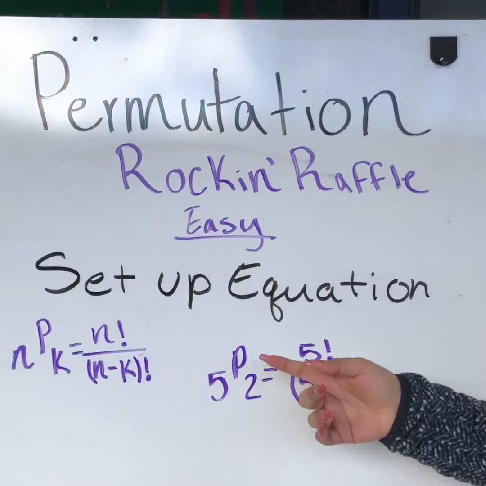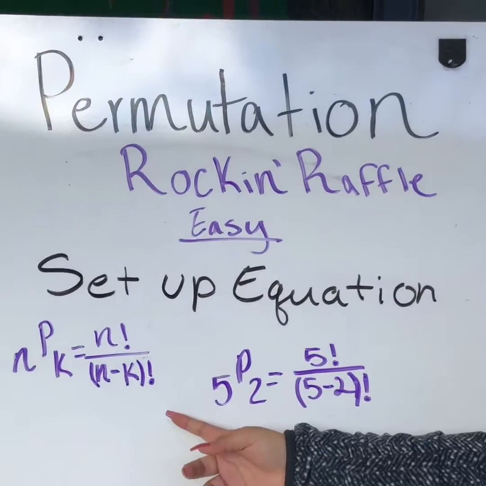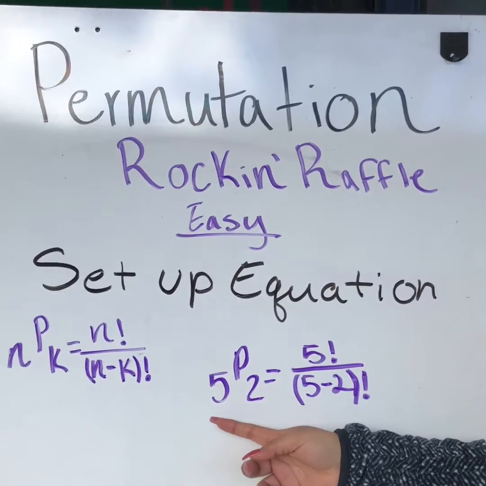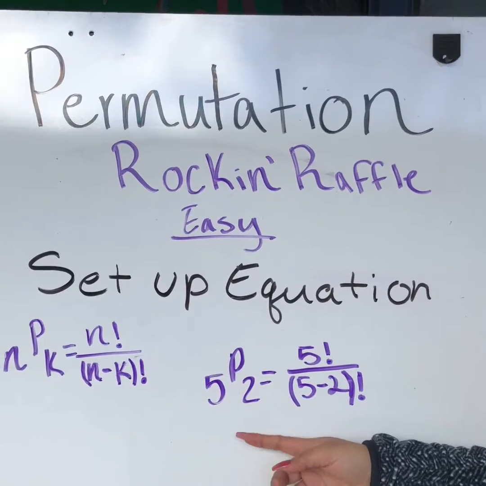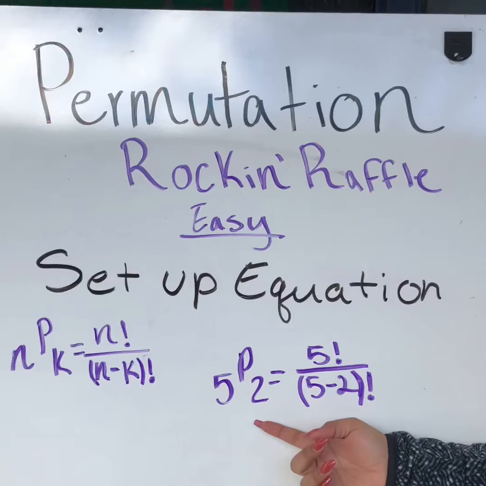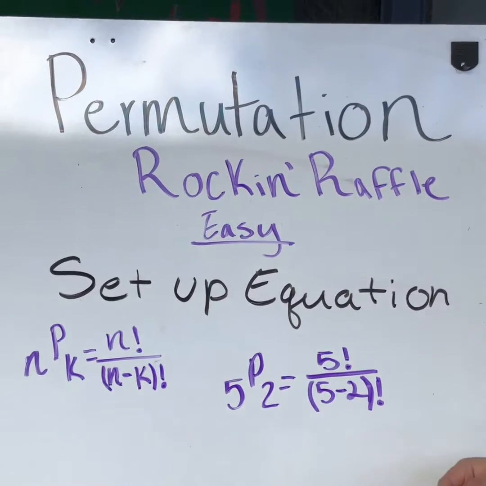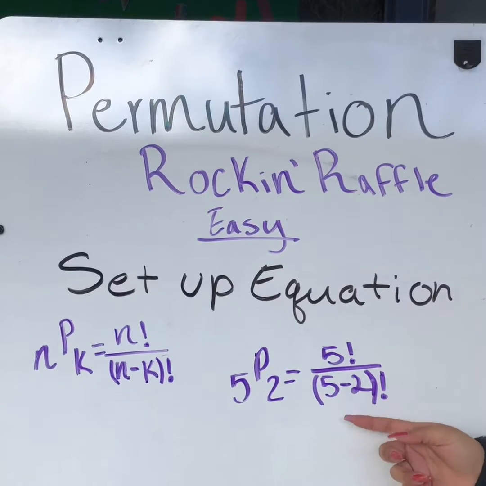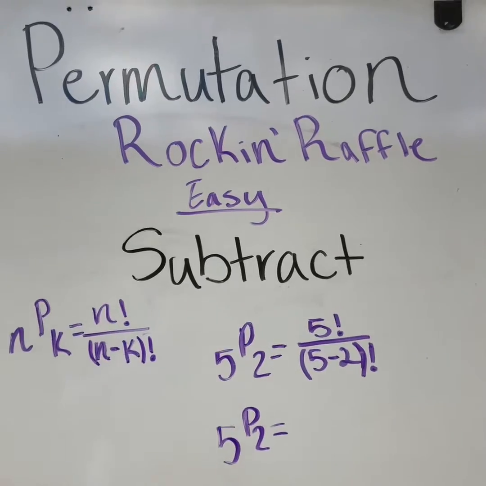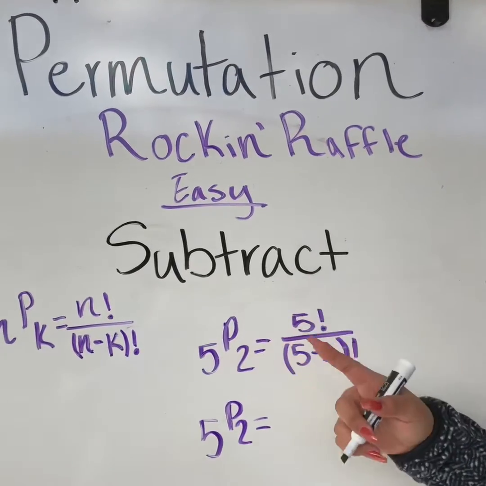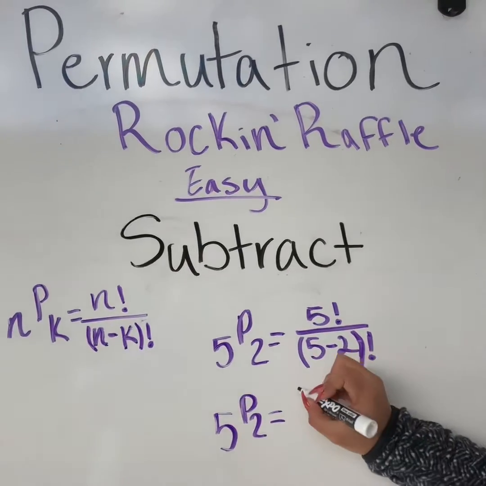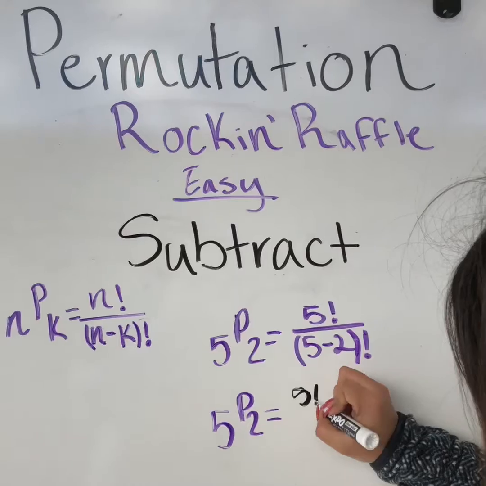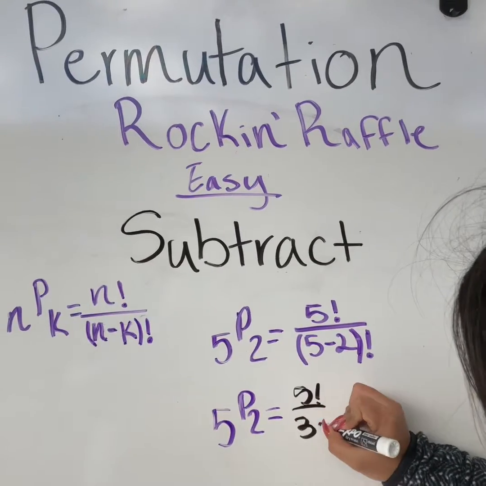You set up the equation, and this is the formula. You put 5 people in a raffle, which is the number of options, and 2 people can win, which is the number of slots to fill. And then you get 5 factorial over (5 minus 2) factorial. Then you subtract, which gives 5 factorial over 3 factorial.